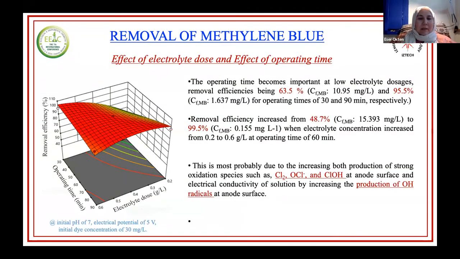And if we look into the effect of electrolyte dose and operating time with their combined effect, we see that the operating time becomes important at low electrolyte dosages, removal efficiencies being 63.5% and 95.5% for operating times of 30 and 90 minutes, respectively, at low electrolyte dosages. And removal efficiency increased from around 50% to 99.5%, almost 100%, when electrolyte concentration increased from 0.2 to 0.6 grams per liter, when you fix the operating time to 60 minutes.